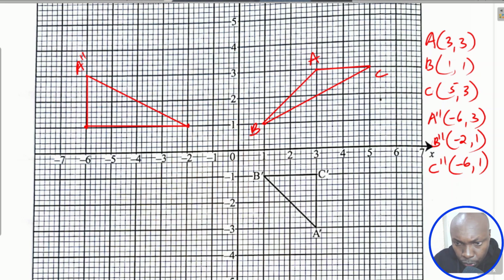So that is how I'm supposed to do it. So B is -2, so this one is B double prime. Then we have C double prime there. So that is how you're supposed to plot or draw them on the grid that you provided. Let's go to the last part of the question.